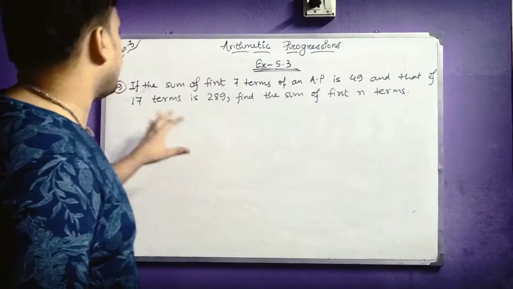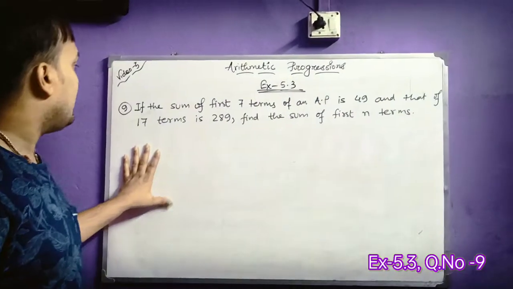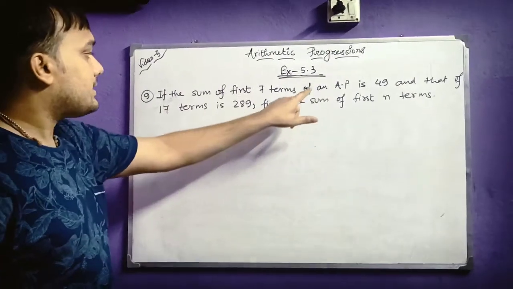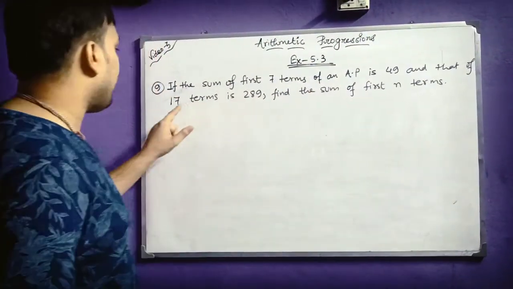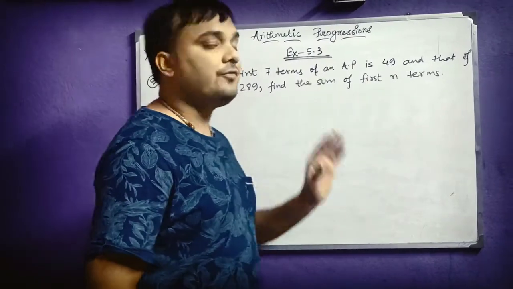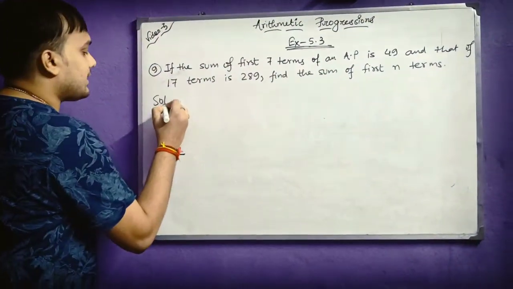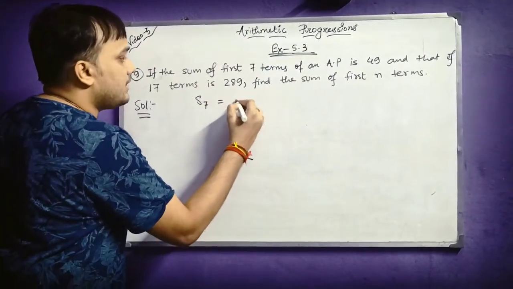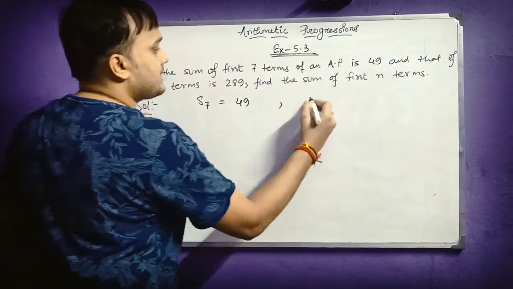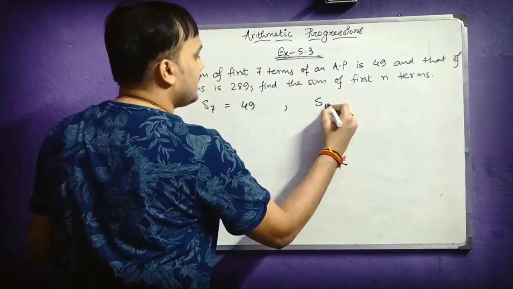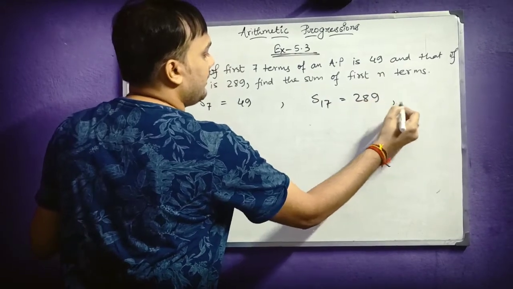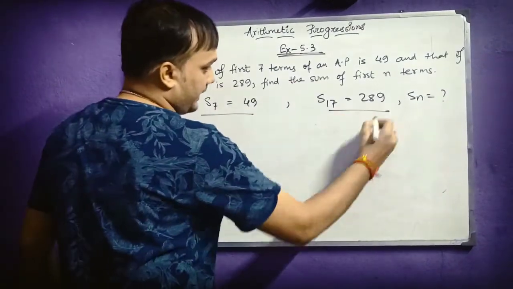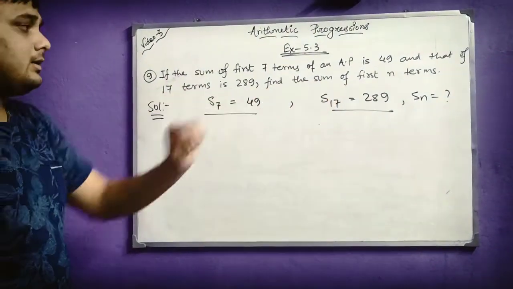I have selected here question number 9 from exercise 5.3. Just try to understand what things are given here. If the sum of first 7 terms of an AP is 49 and that of 17 terms is 289, find the sum of first n terms. So what things are given to us? It is given that S7, the sum of 7 terms, is 49, and the sum of 17 terms is 289, and we have to find Sn. With the help of these two given conditions, we will try to find the sum of n terms.